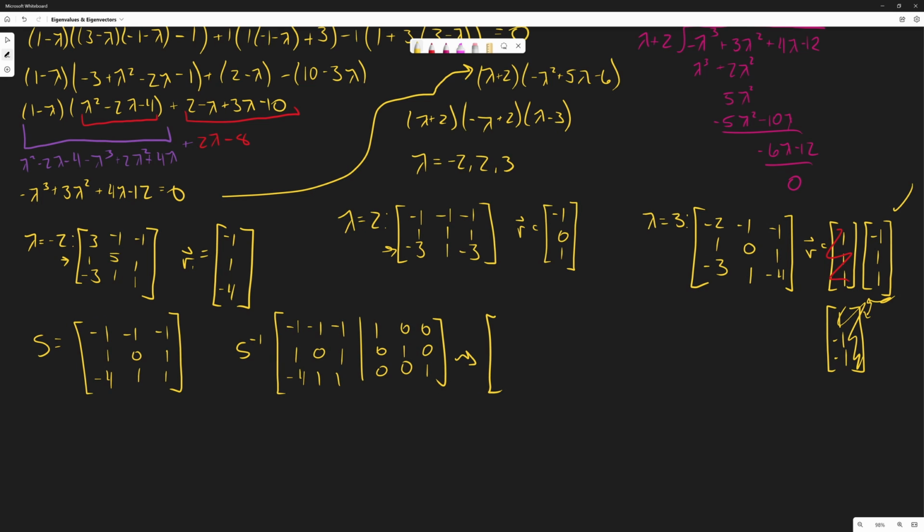We add everything by 1, and then cancel all that out. Oh, add all that. Okay, so add all that. This would be 0, negative 1, 0, 1, 0, 1, and then negative 4, 1, 1. And so we added that together, so it'll be 1, 1, 0, 0, 1, 0, 0, 0, 1.